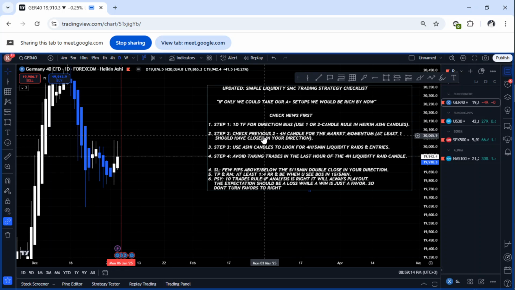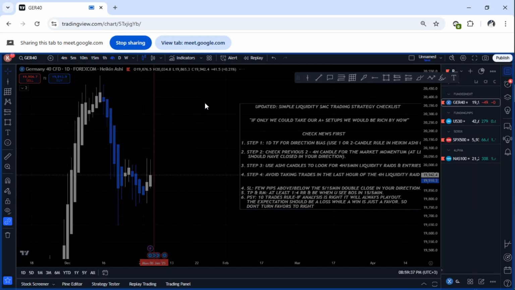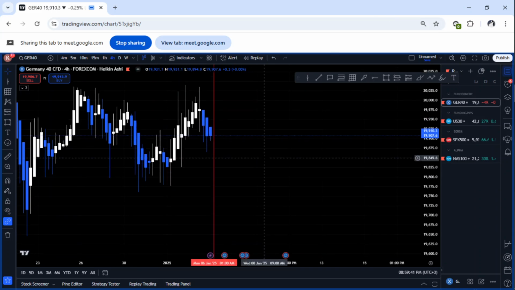Now check the previous 2 4-hour candles for the market movement. At least one should have closed in your direction. Now if a candle does not, if you check 4 hours next, because this is DAX, we are looking for the third candle. That is where we are looking for entries. Every day we have to look for the third candles. Now out of those third candles of the day, they should be closing in your direction.